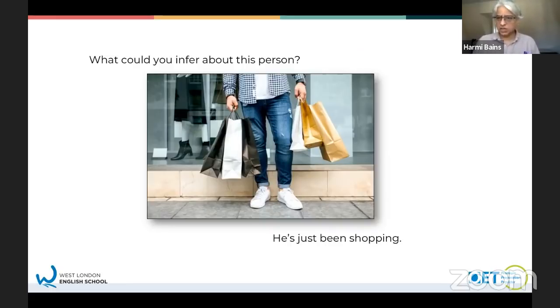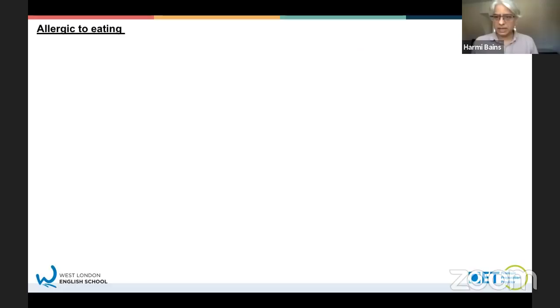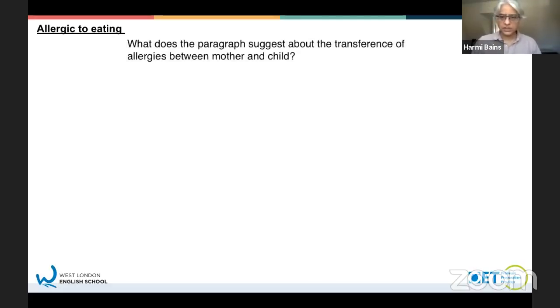You can see the picture, you can see the shopping bags. You're not just making a guess out of the blue. There's evidence there, and that's the important thing. That's what you need when you're gonna infer. You're gonna make a choice, A, B, C, or D. Sometimes you're gonna infer, and it's based on evidence, and that's really important. Let's have a look at an example of an inference question, and then we're gonna do a couple of tasks. This comes from a reading. You can see the heading here, it's about allergies, allergic to eating. This is the question. It says, what does the paragraph suggest about the transference of allergies between mother and child?